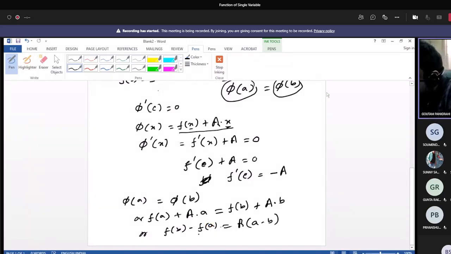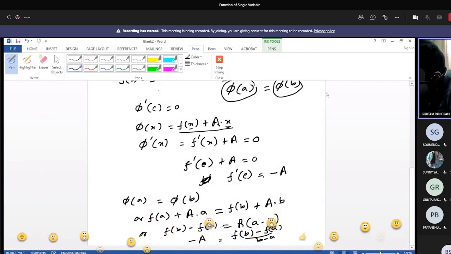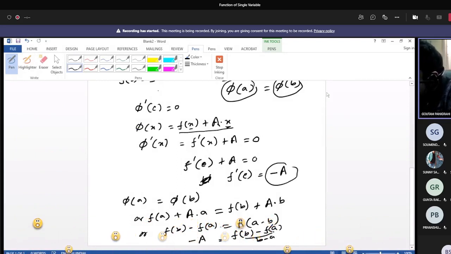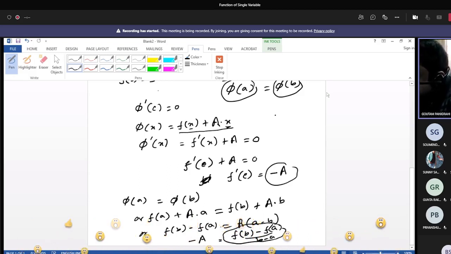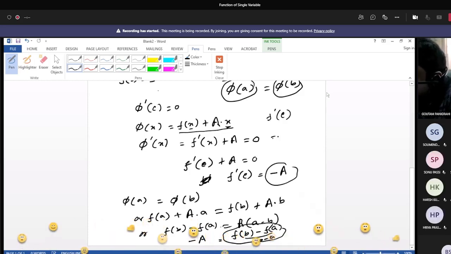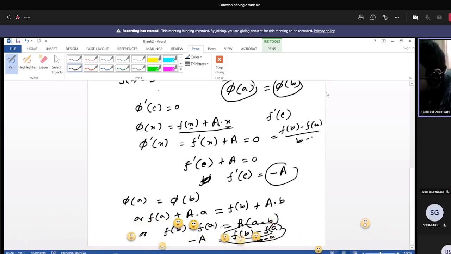Now here you can easily write that minus A equals fb minus fa by b minus a. Here f dash c equals minus A. So minus A equals fb minus fa by b minus a. So you can easily write that f dash c equals fb minus fa by b minus a. This is the proof of Lagrange's mean value theorem.